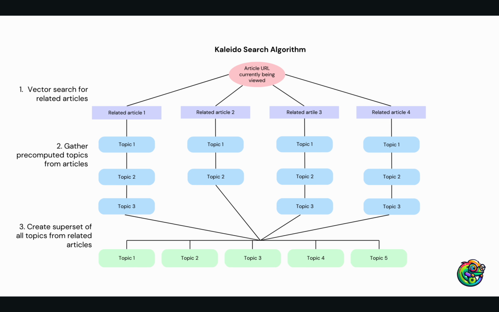Then when it's actually time to search, when you open the browser extension, it passes only the article URL currently being viewed, and if we have that in our database, we do a vector search for all of the related articles. Then once we get all of the related articles, let's say there are 10, we gather the pre-computed topics that we had already gathered from the previous step from the LLM, and then from there we just generate this superset of all topics and related ideas, and then we surface all the information back to the client.